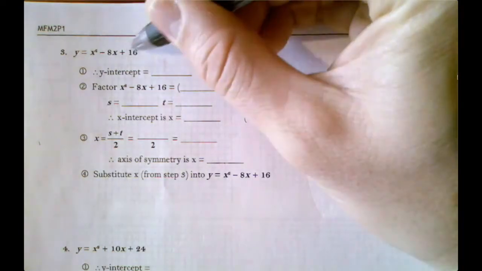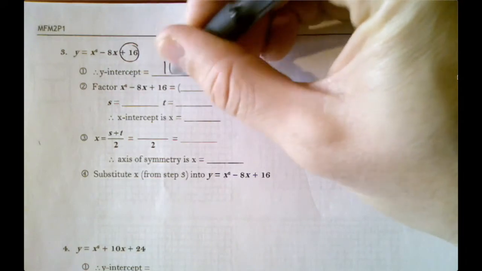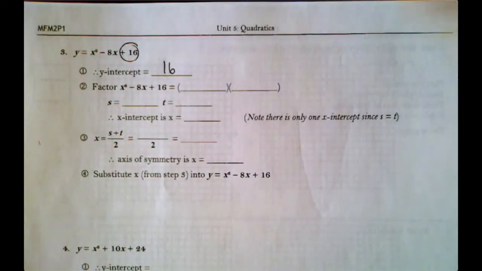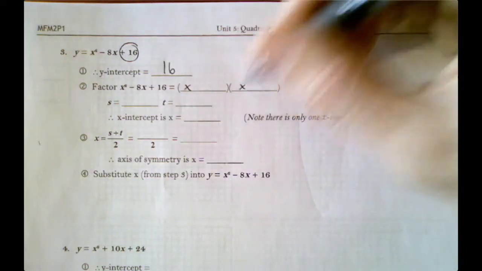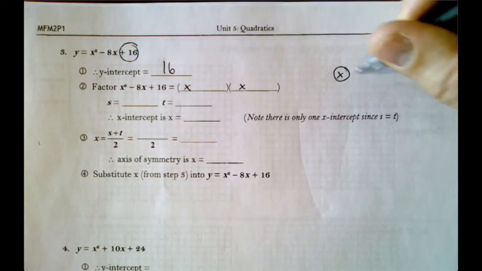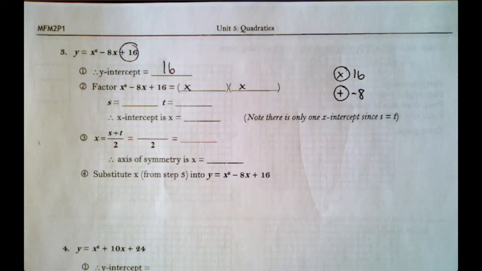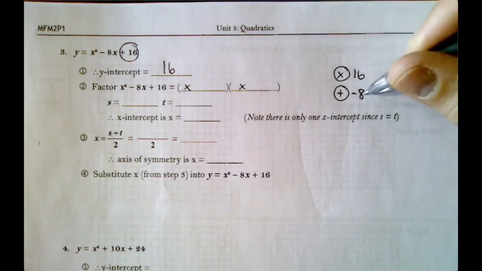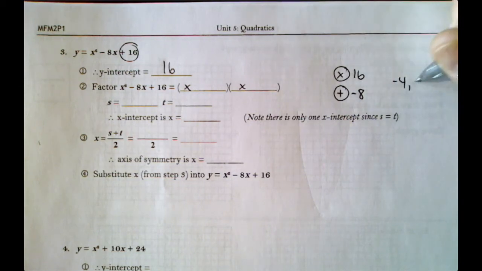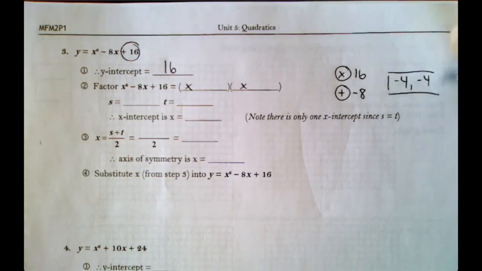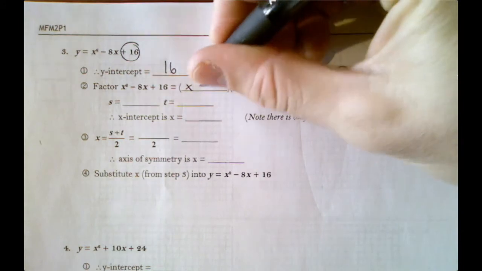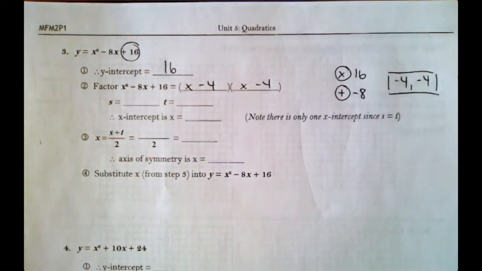First, our y-intercept, it's just the number on the end, 16. And then to factor, we're going to start with x, and we're looking for numbers that multiply to 16 and add to -8. You might have got stuck here because it's a little tricky, but the numbers that multiply to 16 and add to -8 are -4 and -4. So we have (x - 4)(x - 4).